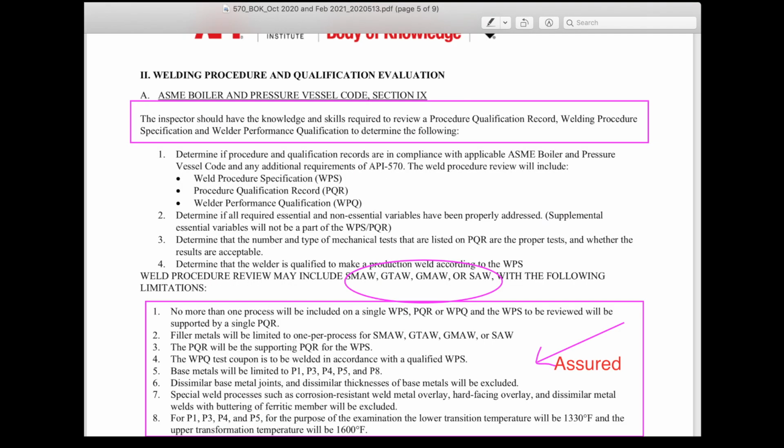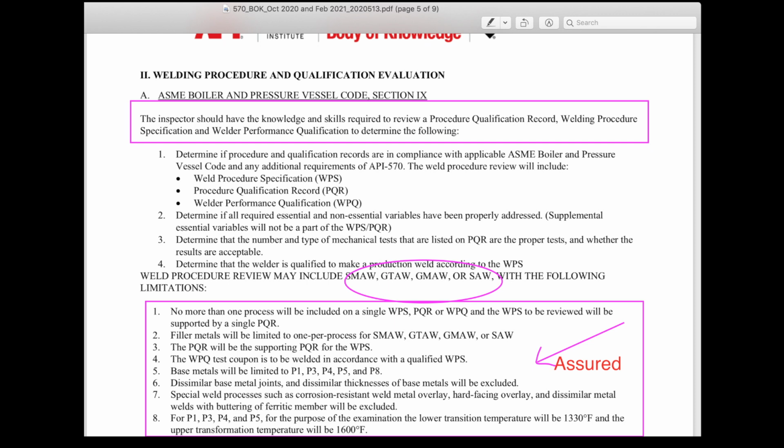The next one is ASME Section 9, welding procedure and qualification evaluation. I will conduct another session for the welding procedure and qualification evaluation, but you can see the body of knowledge in that. SMAW, GTAW, GMAW or SAW: these are the only welding processes that will be included in this exam. And as I highlighted, P1, P3, P4, P5 and P8 materials only will be asked in the exam.